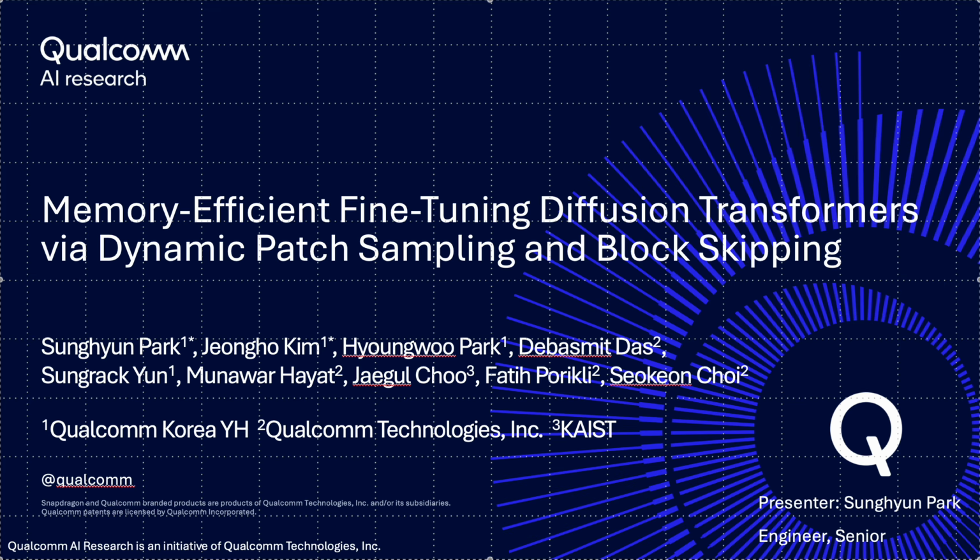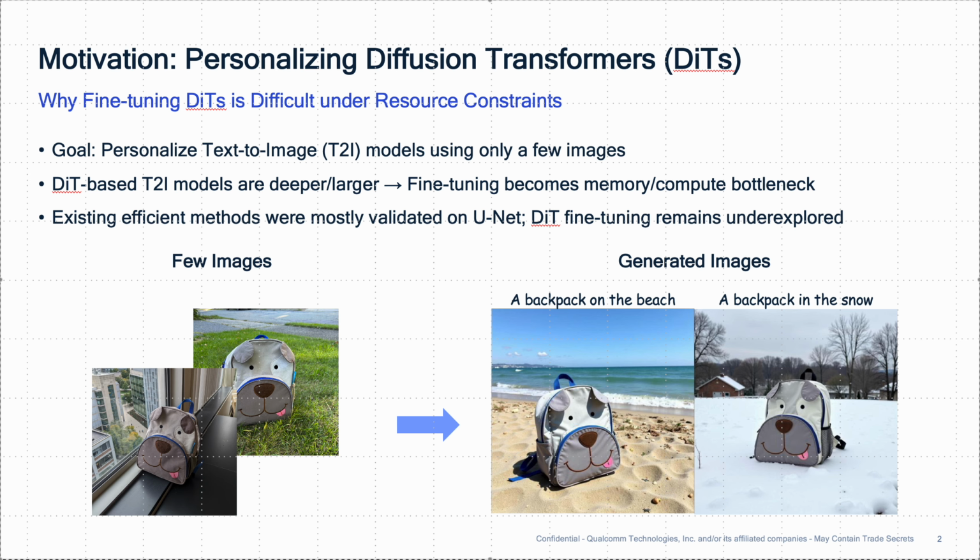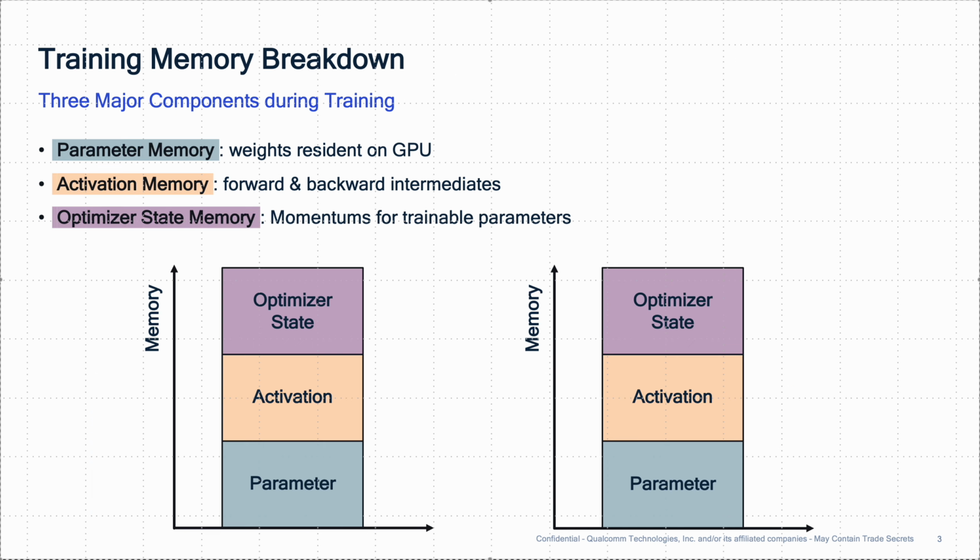Today, I will present our work, memory-efficient fine-tuning of diffusion transformers via dynamic patch sampling and block skipping. Our target task is personalizing text-to-image models with only a few images. With DiT-based T2I models becoming deeper and larger, fine-tuning quickly hits a memory and compute bottleneck. Also, many existing efficient fine-tuning techniques were mostly validated on UNet backbones, so DiT fine-tuning remains relatively underexplored.